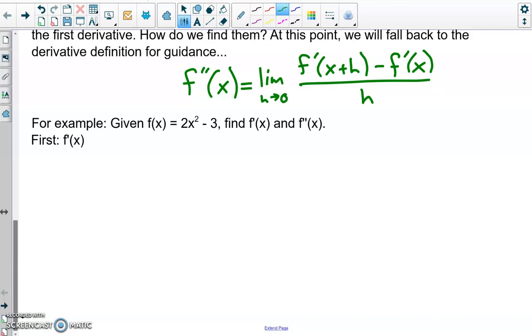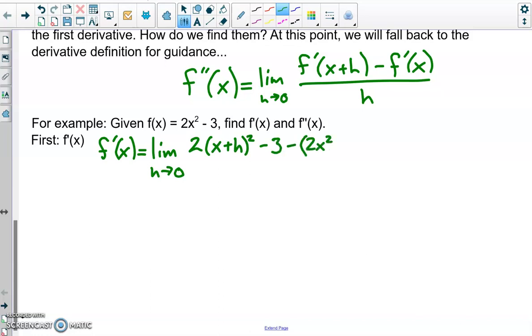I want to find f prime of x and f double prime of x, and I'm going to start by finding the first derivative. So f prime of x is going to equal the limit as h goes to 0. I'm going to have the x being replaced by x plus h. So I'll have this 2 times (x plus h) quantity squared minus 3. And then minus the f of x, which is just the 2x squared minus 3. That will be all over h.